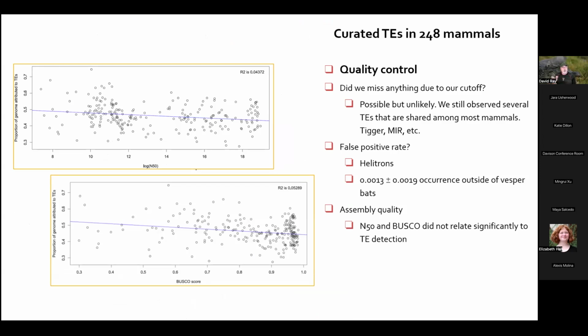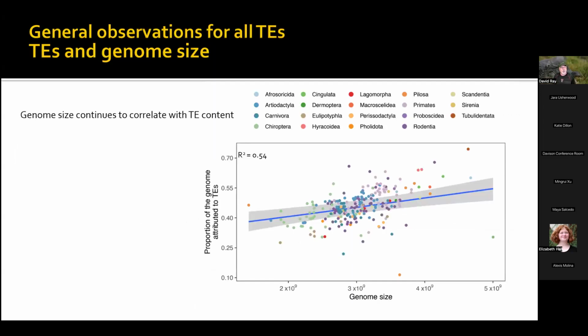There was no difference in our ability to detect TEs from either the quality based on contiguity of the genome, the N50, or the completeness of the genome with BUSCO. So we weren't worried about that. It turns out that our methods were pretty good.